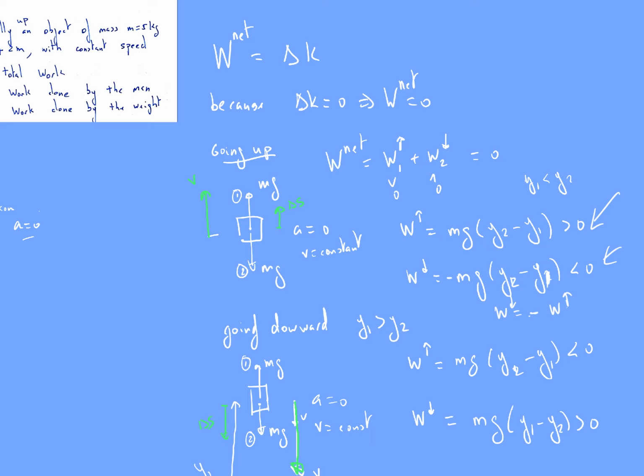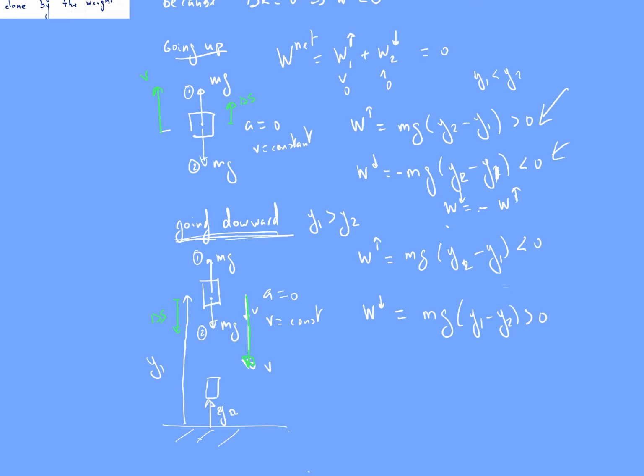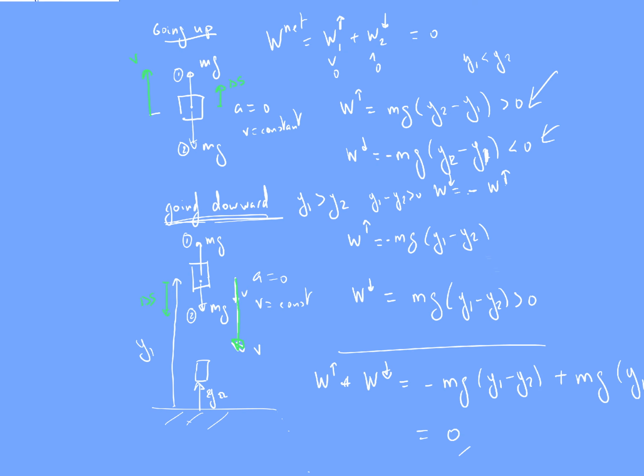So now you can do the same thing going downwards, and you will find the same expression going downward. Going downwards, y1 is bigger than y2. So y1 minus y2 is positive. So going downwards, this is the amount of displacement. It's always positive, because the work is the force in the direction of the displacement multiplied by the quantity y1 minus y2 in this case that is going downwards.